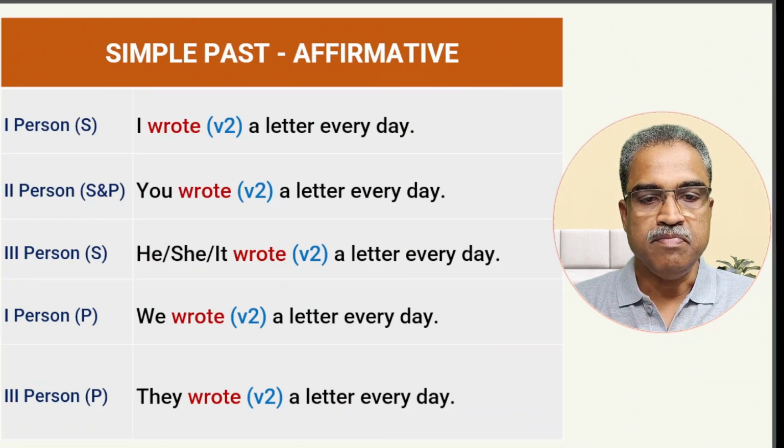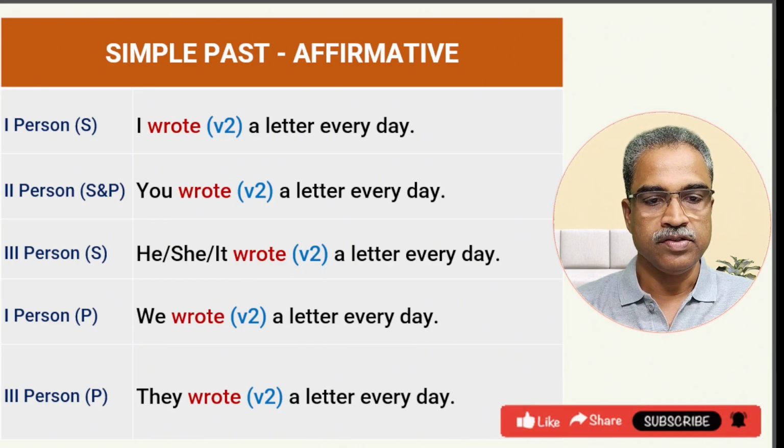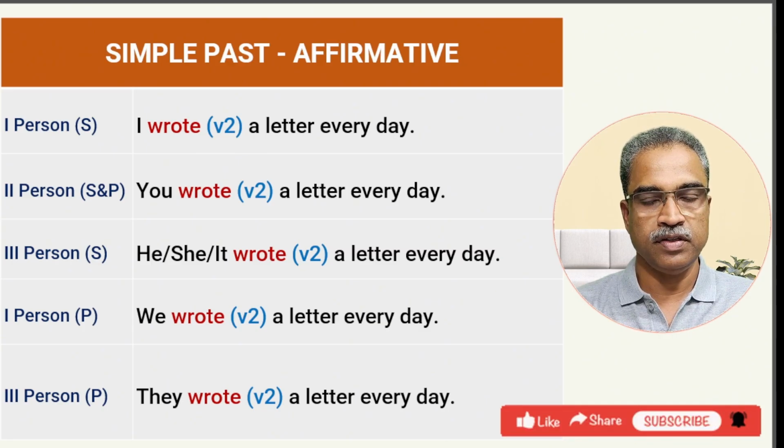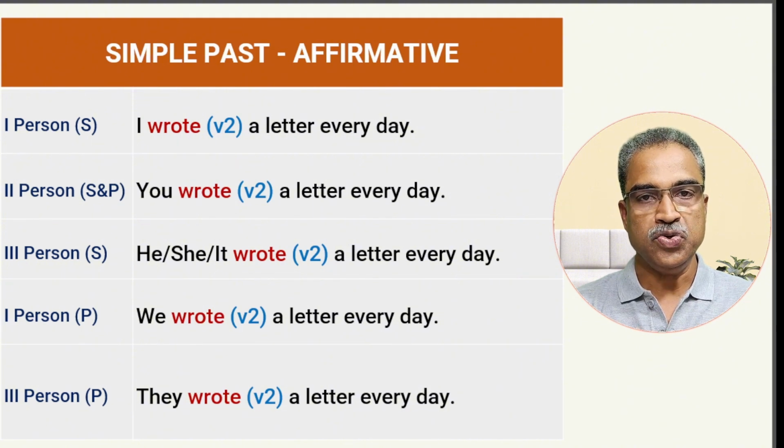So here we are, simple past tense, affirmative statements. How to make affirmative statements in the simple past tense, just like we did with simple present tense in the earlier video. So we have first person, second person, third person, singular and plural both. And starting with first person, if the subject of that sentence is I, then we need to use that subject first. Then the next one will be the verb.